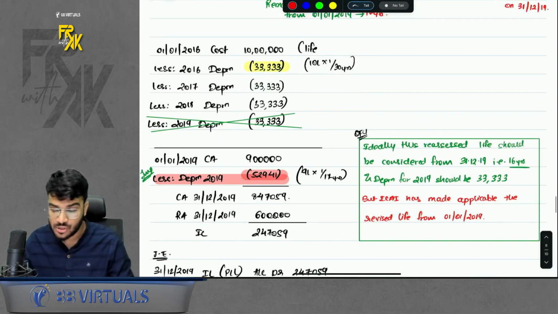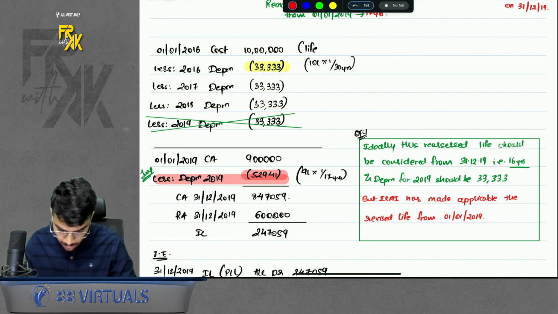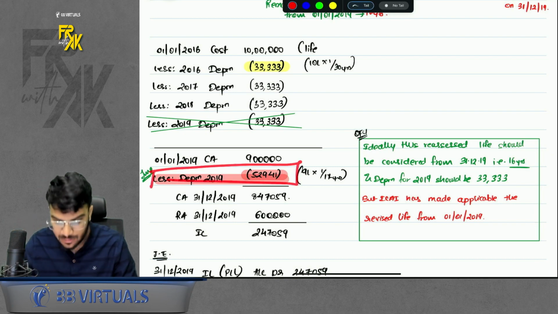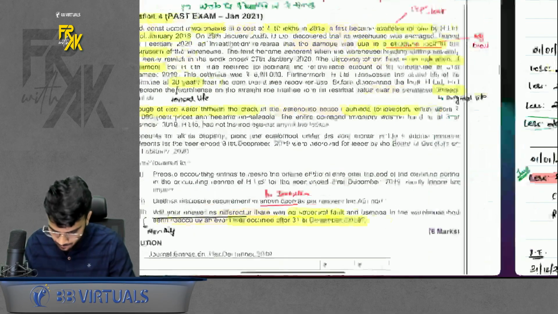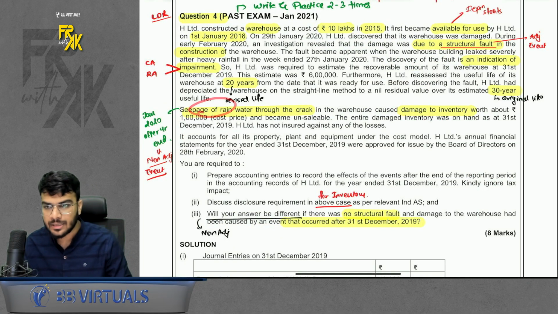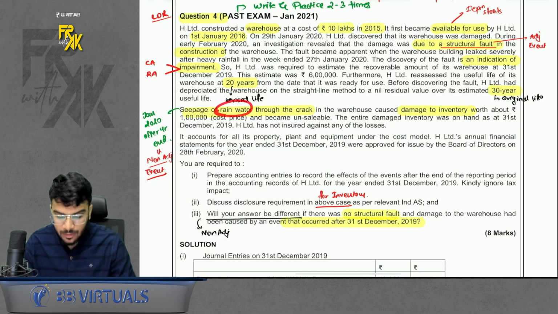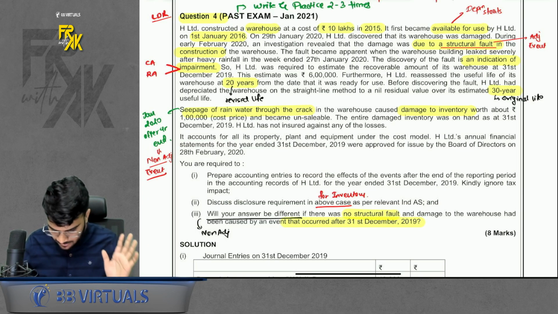Out of this whole calculation, you might see that it is really tricky. Only one part is important here: calculation of depreciation for this year. If you can crack this, the remaining question is manageable. Acha, there is a second part of this question also, that the damage to inventory has happened because of rainwater leakage. Water leakage is causing the damage, and water leakage happened after year end. Remember my chart. If damage to inventory is because of fire or water leakage, non-adjusting event. Yes sir, we remember.